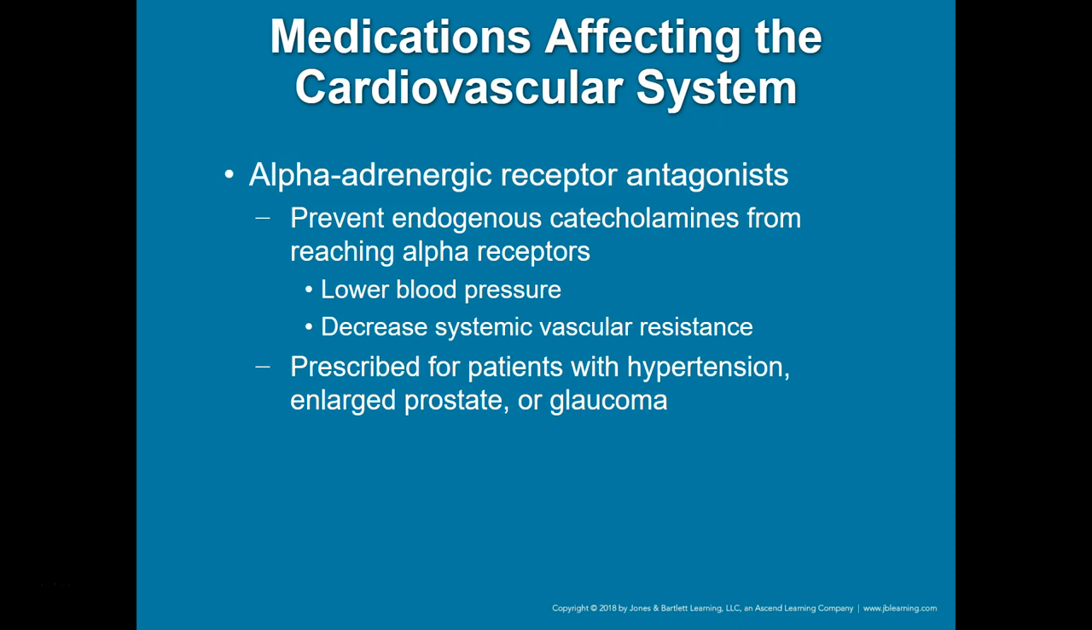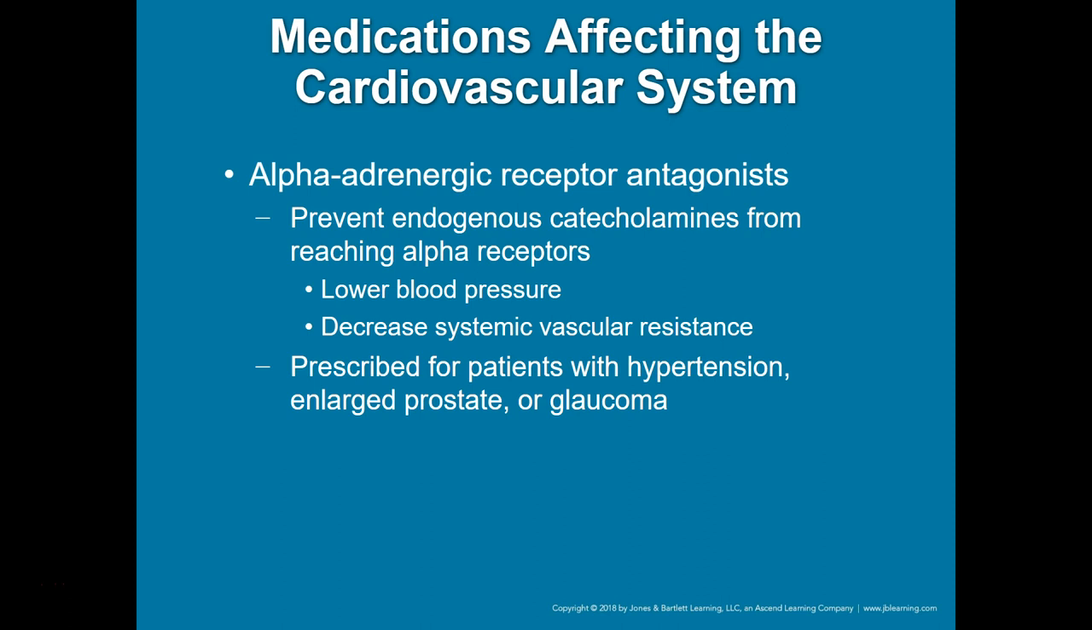Alpha adrenergic receptor antagonists prevent endogenous catecholamines from reaching the alpha receptors. So endogenous catecholamines, like epi that's released naturally in the body, it's going to block those. Remember, epinephrine is a sympathomimetic. It's an endogenous catecholamine. And if you block that, it's not going to be able to work.